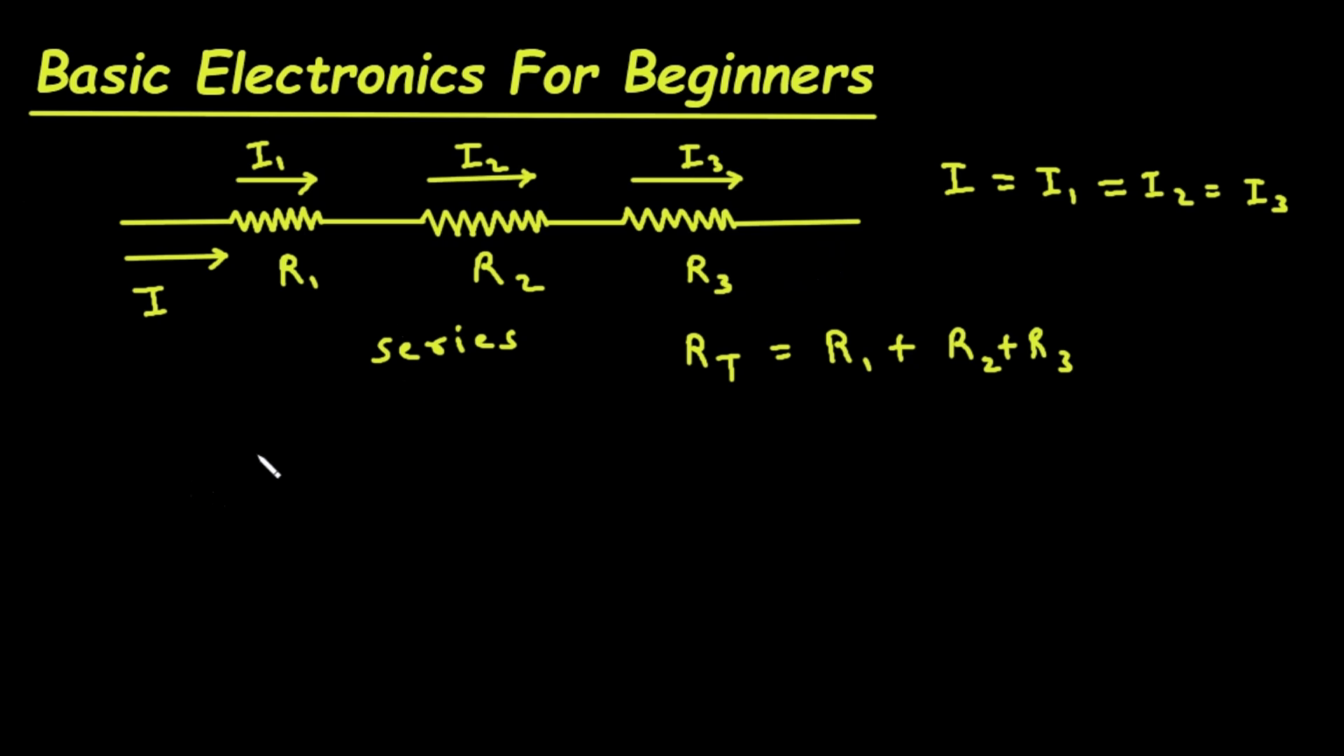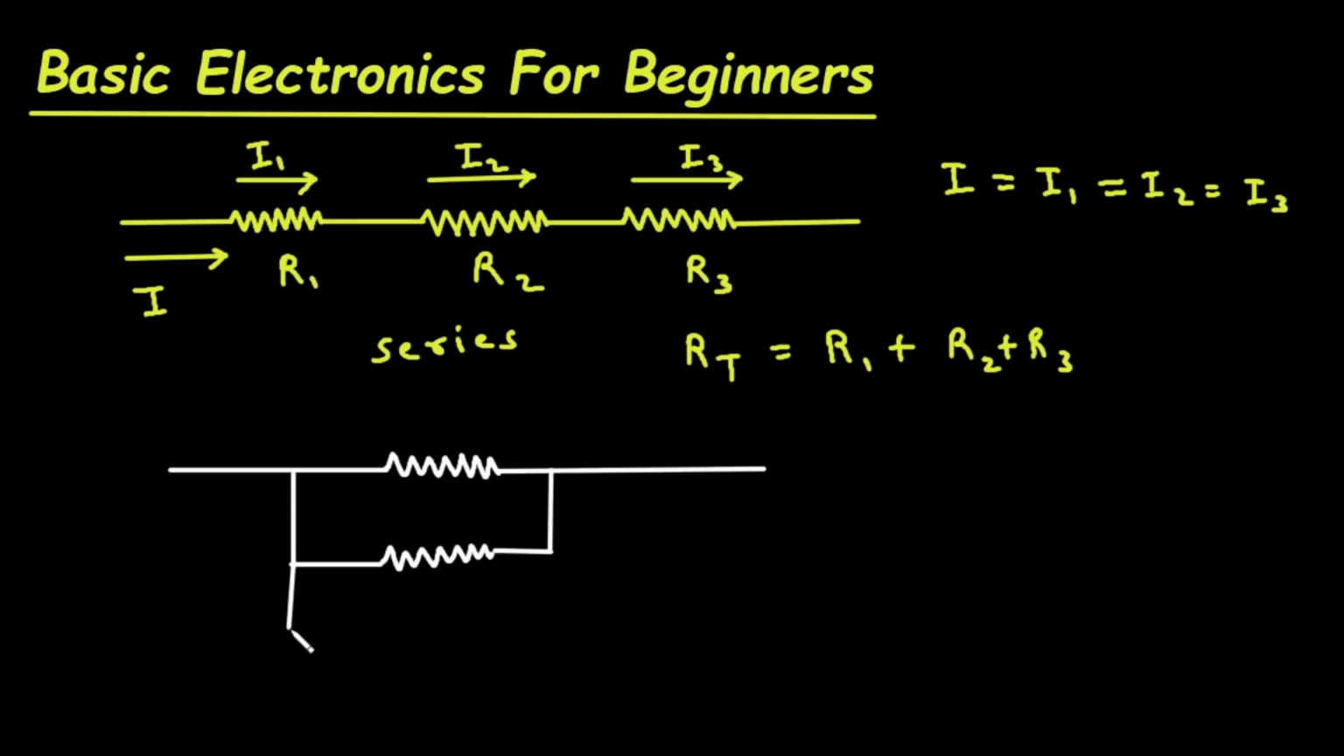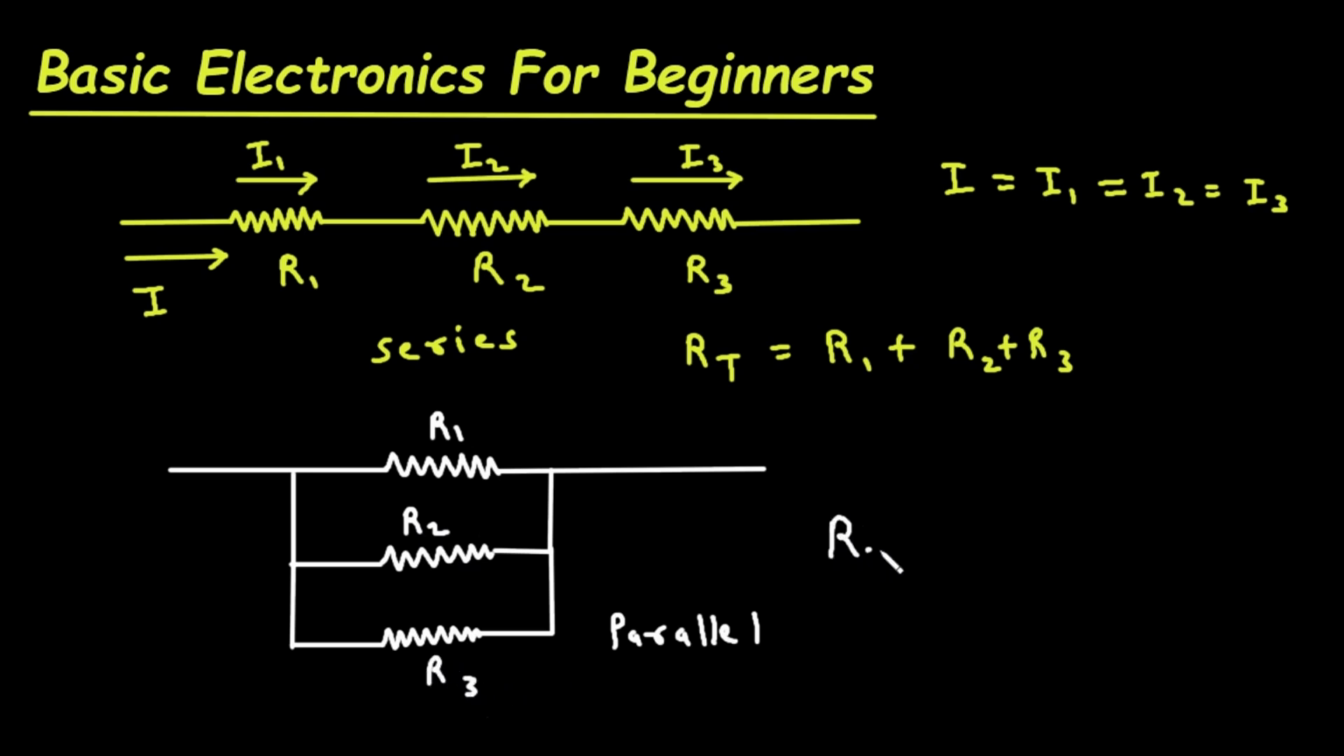Now if we connect resistors like this, so these are called parallel connection or parallel circuit or resistors connected in parallel. So here we can see this is the parallel connection. Let's say this is R1, this is R2, and this is R3. Now here the total resistance will be RT. It will be like this: 1 upon RT is equal to 1 upon R1 plus 1 upon R2 plus 1 upon R3. So we have to calculate like this to get the value of RT, that is total resistance.